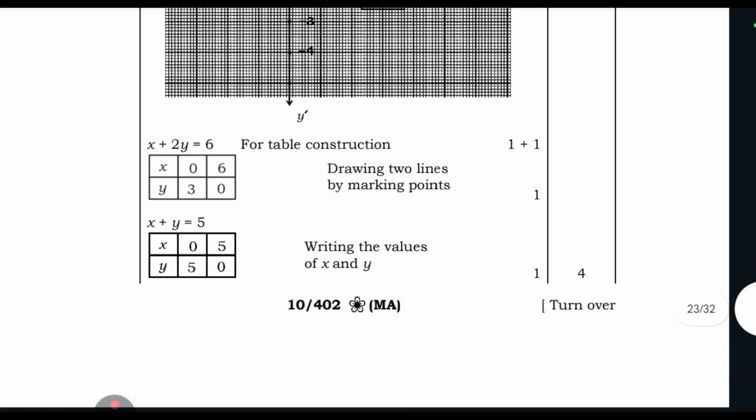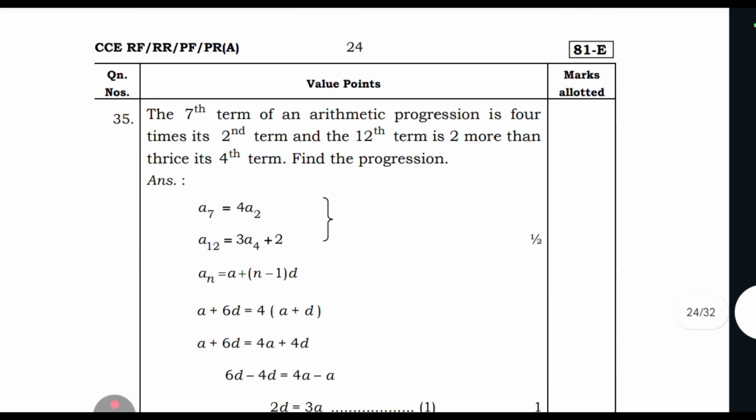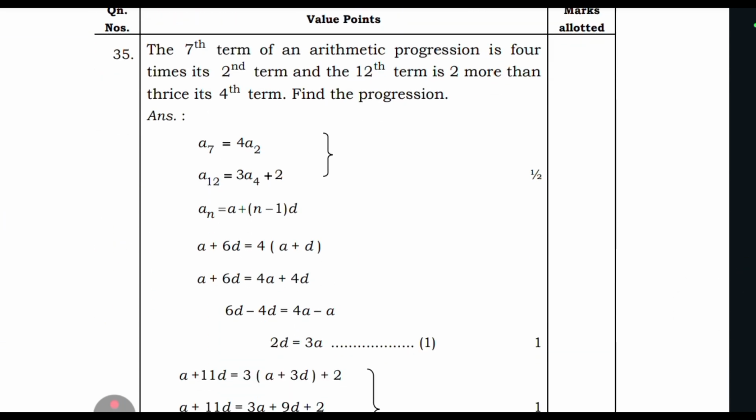For table construction 1 plus 1 marks, and for drawing the two lines by marking points 1 mark. Writing the values of x and y, you will get 1 mark. That is 1 plus 1 is 2, and 1, 1, so it is 4 marks you will get. This is from the chapter arithmetic progression.